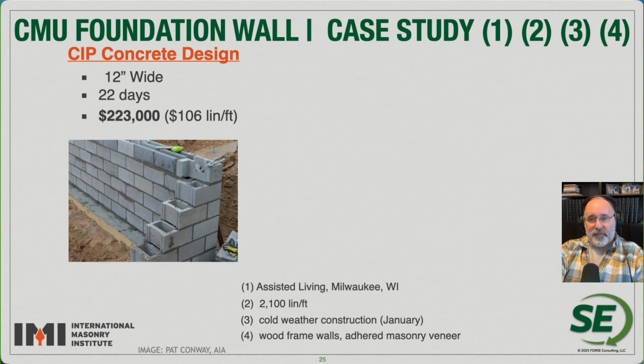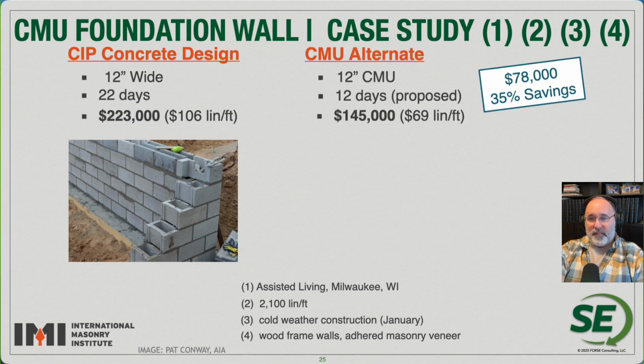Another foundation wall case study looked at a cast-in-place design and the typical time frame and cost for its construction. So we looked at a masonry alternative. Again, you could see quite a bit of time savings for this much larger project. It was an assisted living facility in Wisconsin, and we had about 35% savings on the foundation costs. That's consistent with what they were seeing back in the 80s. We still have those opportunities today.